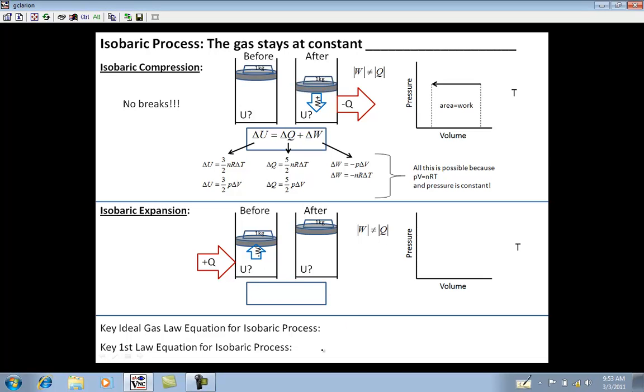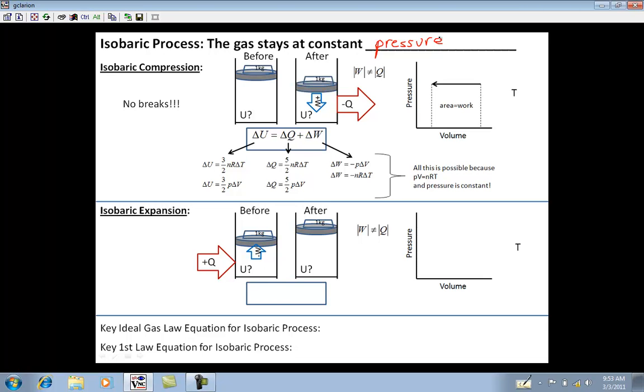Topic is the isobaric process. Okay? If you guys watch the weather, they show those isobars. Everywhere you see an isobar on a weather map means it's got the same or constant pressure. Okay? So that's what it looks like for isobaric compression.